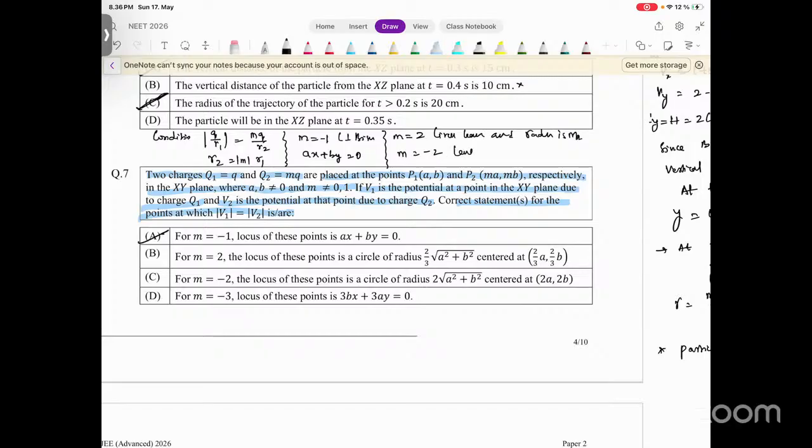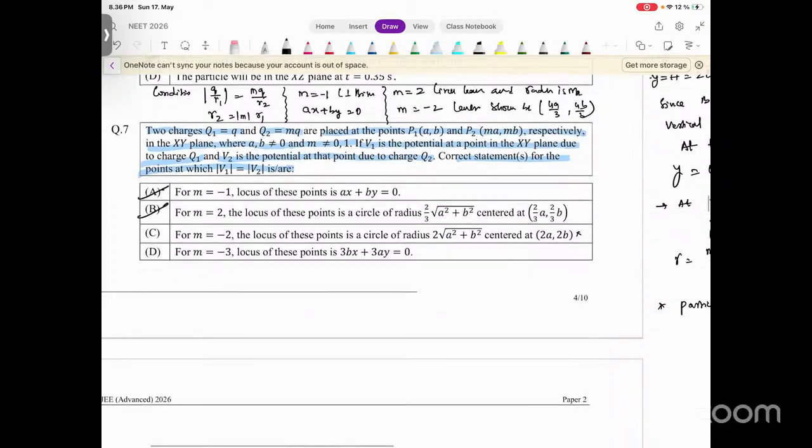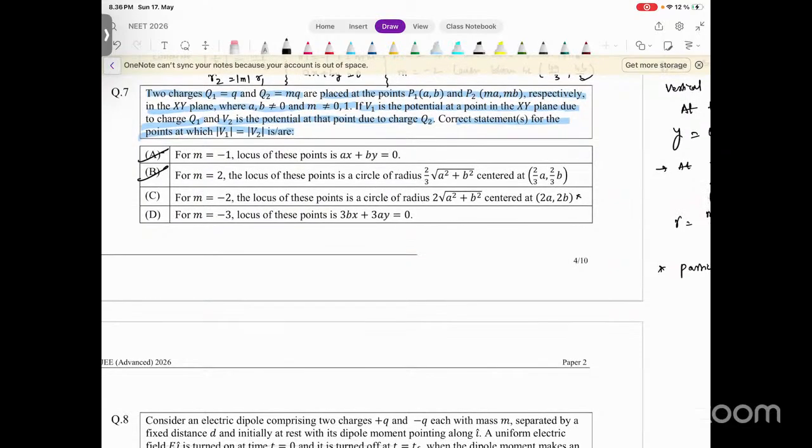Now its center should be 4A divided by 3, comma 4B divided by 3. So it is not 2A, 2B. So here I'm not getting this one. I got the value of A, and the value of B is also matching, but M equals -2 is not matching.